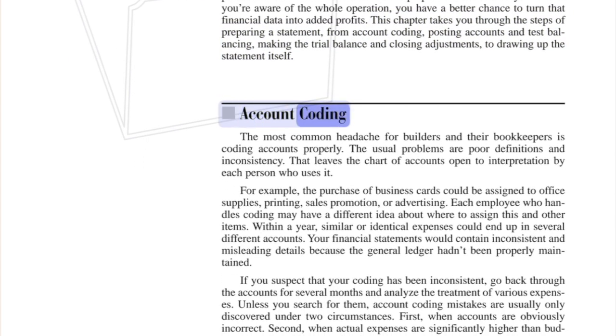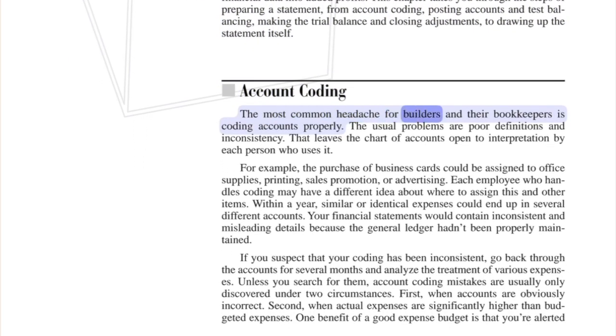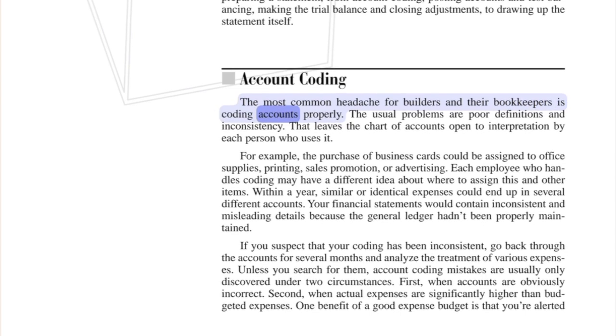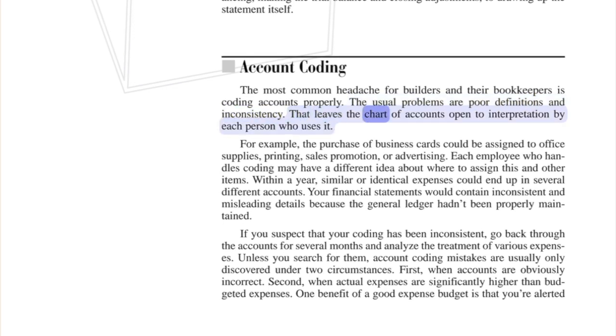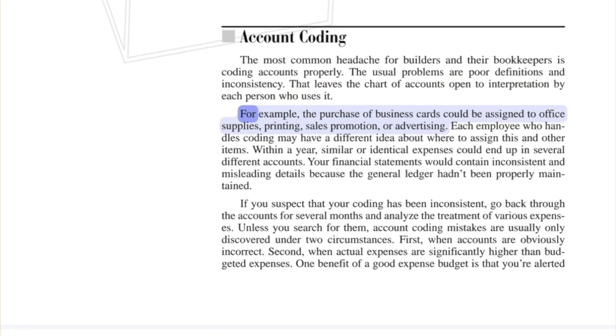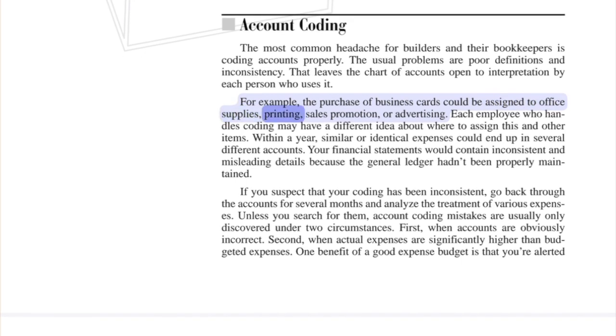Account coding. The most common headache for builders and their bookkeepers is coding accounts properly. The usual problems are poor definitions and inconsistency. That leaves the chart of accounts open to interpretation by each person who uses it. For example, the purchase of business cards could be assigned to office supplies, printing, sales promotion, or advertising.